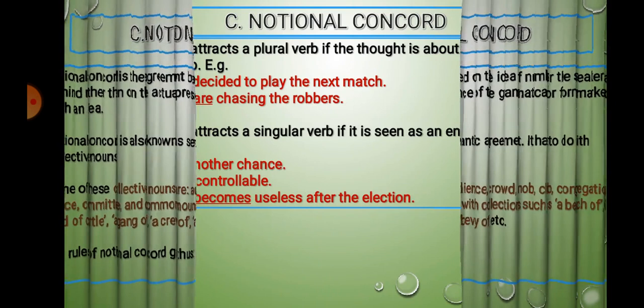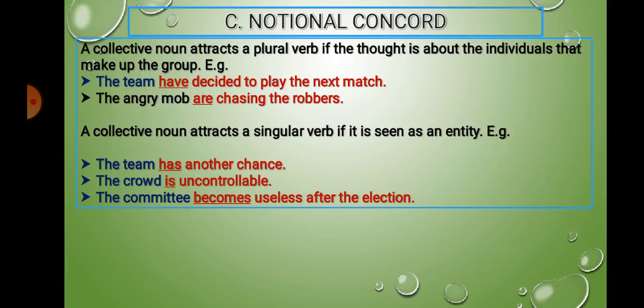Notional concord. A collective noun attracts a plural verb if the thought is about the individuals that make up the group. For example, the team have decided to play the next match. The team, it is the individuals that are in that team that have decided to play the next match. The angry mob are chasing the robbers. It is the individuals that are in that mob that are carrying out the action of chasing the robbers.